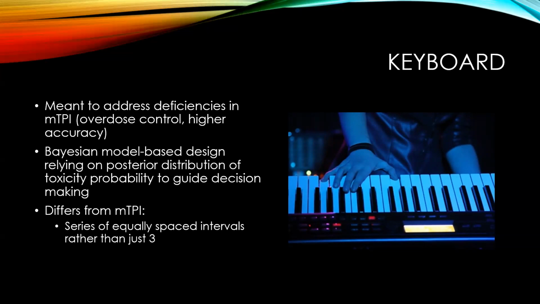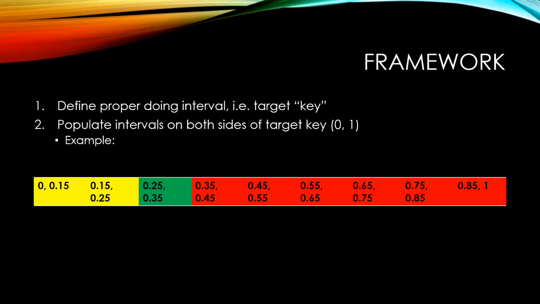However, it's going to differ from the MTPI because rather than just looking at these three intervals, it's a keyboard. We're going to be looking at everything as equally spaced intervals. So we're trying to eliminate the fact that interval size really influences our decision making. So in practice, how does that work, or what does the framework look like? First thing we're going to do, same as the MTPI, is identify our target proper dosing interval. I have an example here I just mocked up. Say that we're trying to hit something between 0.25 and 0.35 for our DLT rate.